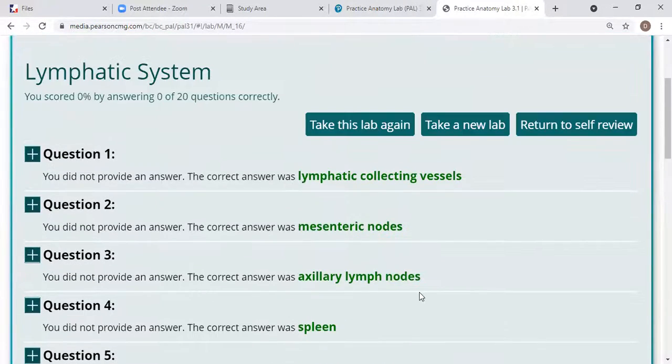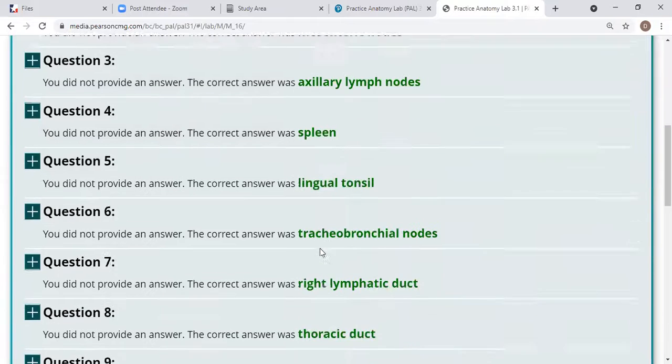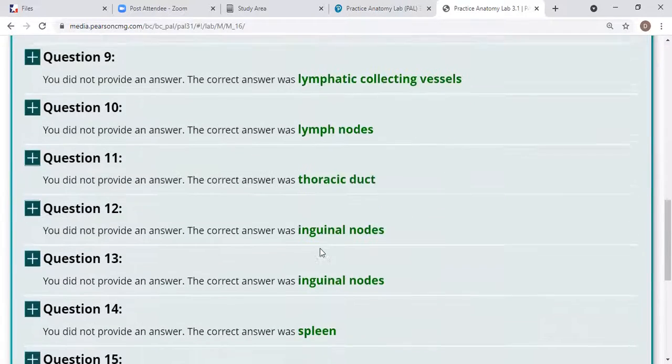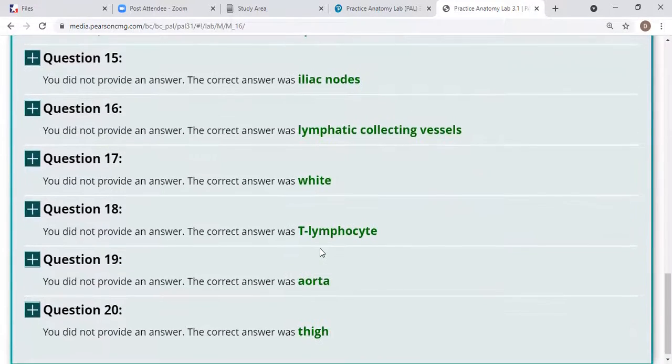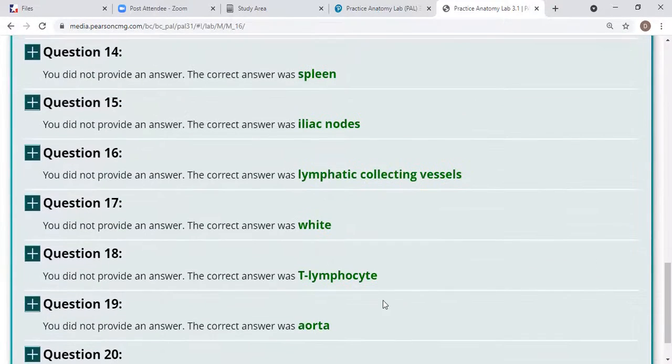Look what we have here. We always have our answers, right? So you can go back and practice them, practice them, practice them. We have all these, and it's your responsibility.